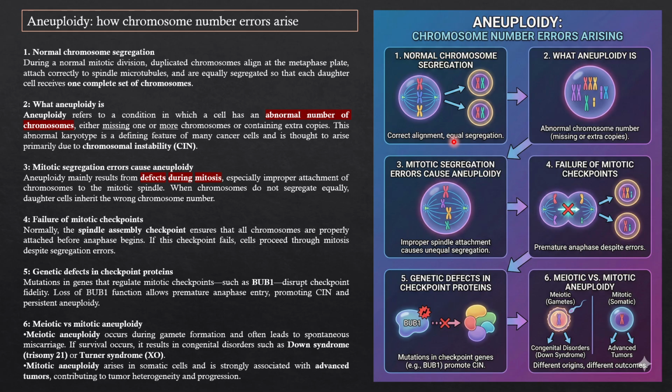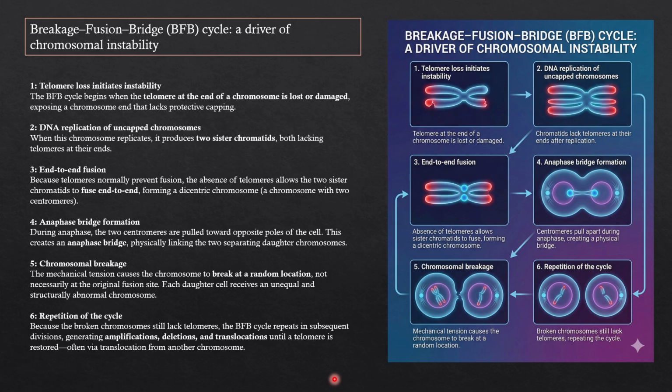Meiotic aneuploidy occurs during gamete formation and often leads to spontaneous miscarriage. If survival occurs, it results in congenital disorders like Down syndrome, or trisomy 21, as well as Turner syndrome, or XO. Mitotic aneuploidy arises in the somatic cells and is strongly associated with advanced tumors, contributing to tumor heterogeneity and progression.